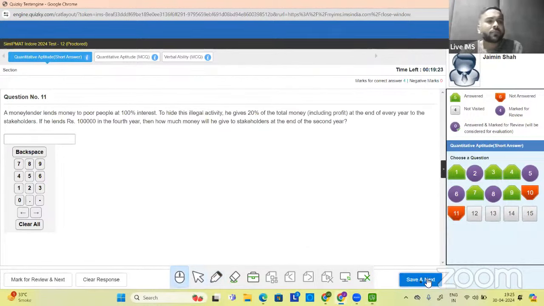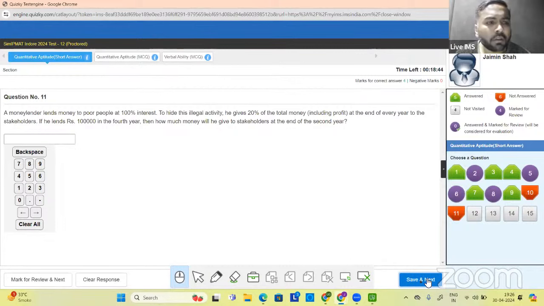Let's move ahead. A money lender lends money to the poor people at 100% interest. To hide his illegal activity, he gives 20% of the total money at the end of every year to the stakeholders. So he charges 100%. So 100 ka 100, and he gives 20% at the end of every year. So he gives 20 rupees, 200 rupees, including profit. है ना? तो 200 का 20 is 40.